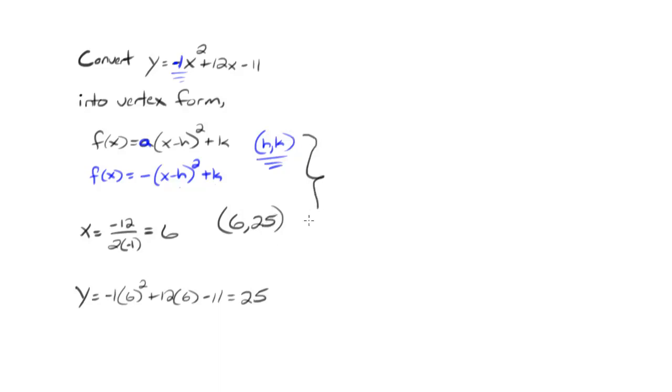So put all of that stuff together. What I have is the vertex form of this is negative 1, because that's the lead coefficient, times x minus my h, which is minus 6 squared, and then plus 25. Again, these were the three values that I needed to figure out. First one came for free, and the h and the k come from figuring out the vertex.